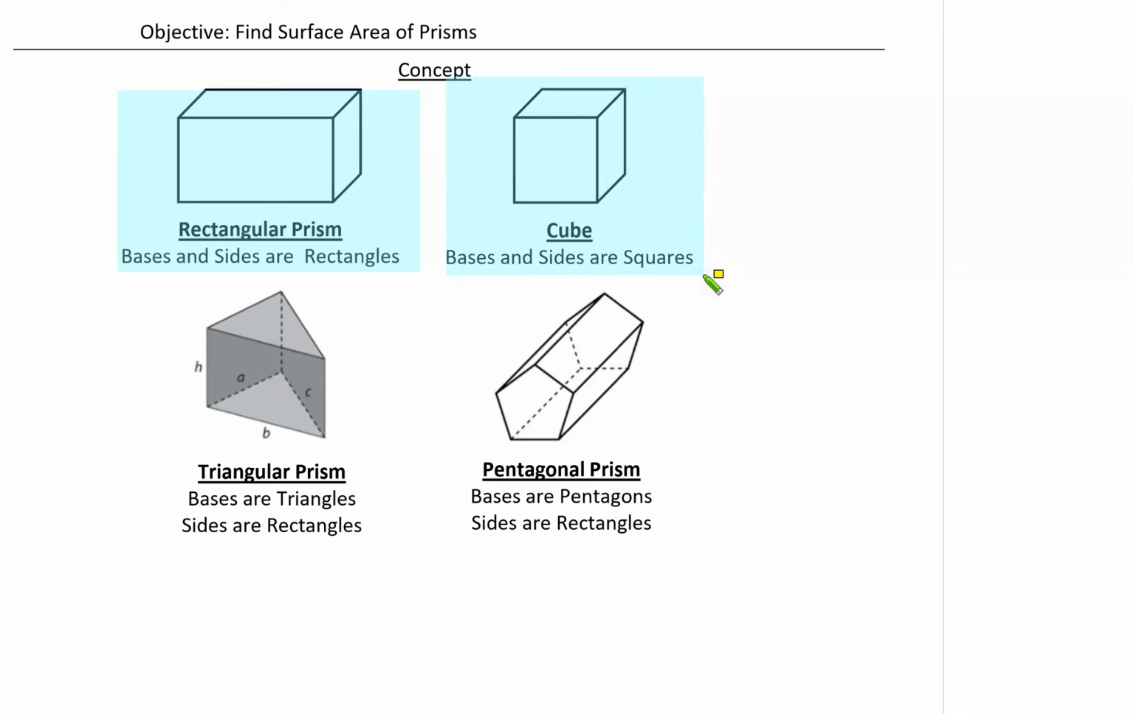But in a triangular prism, remember that the bases would be the triangles, and then the rectangles would be the general sides. And this is a different one too. This is a pentagonal prism. So the bases are the pentagons, and then the rectangles again would be the general sides of the prism. That's important because if we're going to use a formula to calculate surface area of a prism, which we're going to talk about in a moment, we have to understand what the bases would be, because the bases are in a particular place in the formula.